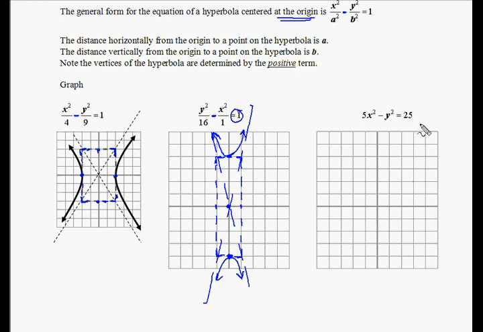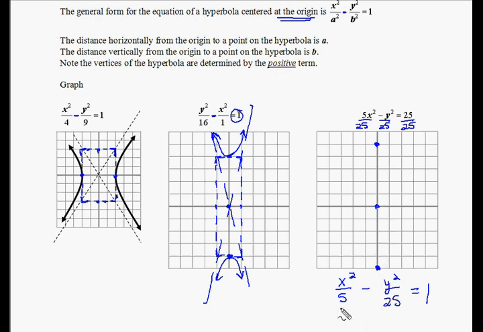Okay, again, this one's not quite in the right form. It's supposed to equal 1. So if we divide each term in the problem by 25, and yes, I'm actually dividing and not multiplying by 1/25, we will have x squared over 5 minus y squared over 25 is equal to 1. That all-important 1. So what's added to the x and the y is nothing, so we're starting at the origin, 0, 0. In the y direction, we're going to go the square root of 25. In the y direction, we're going to go 5 up and 5 down.